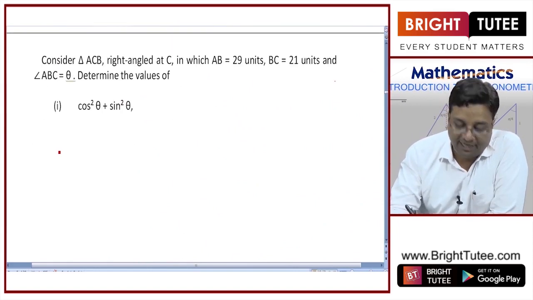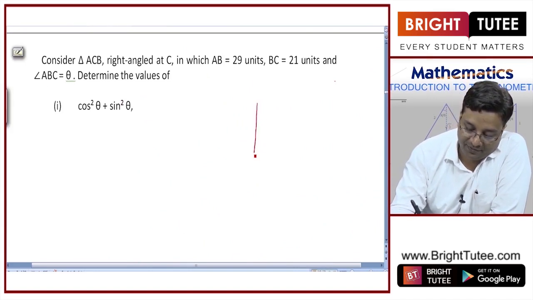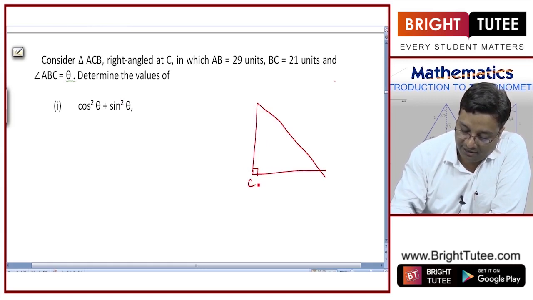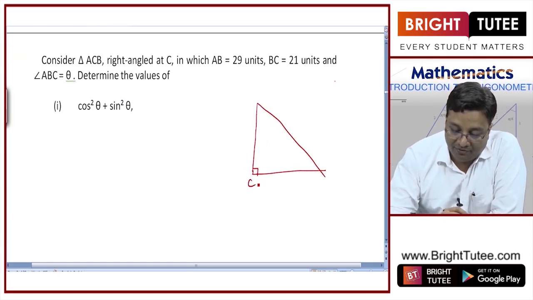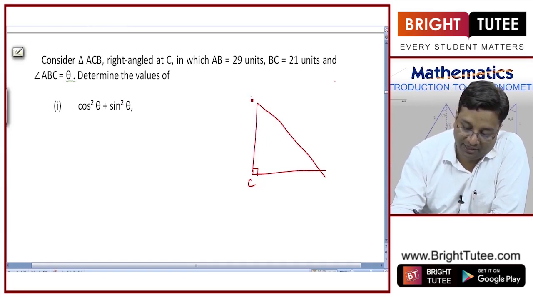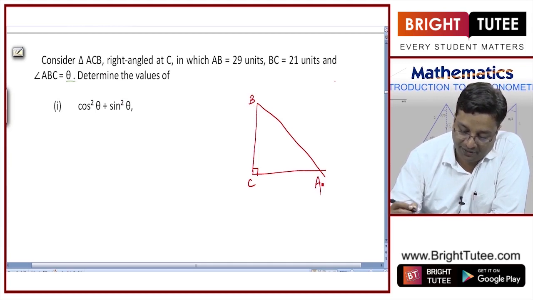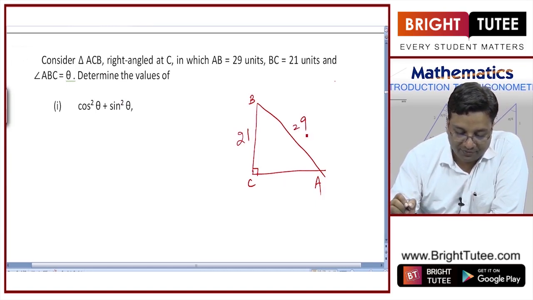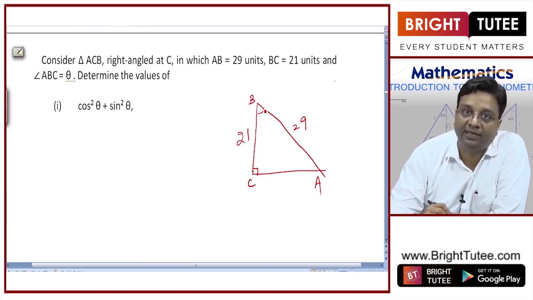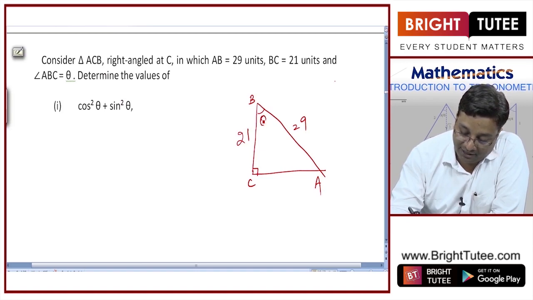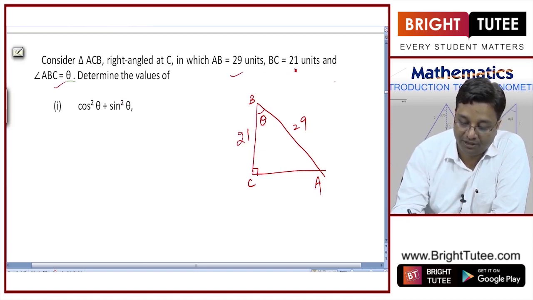Let's consider this triangle ABC right angled at C. Let's make a triangle. First of all, let's make this right angle here, and this is C, where AB is 29 units and BC is 21 units. Let's take this as B and this is A. BC is given as 21 units, AB is given as 29 units, right? And angle ABC, this has to be named as theta. So this is the given information in the question.